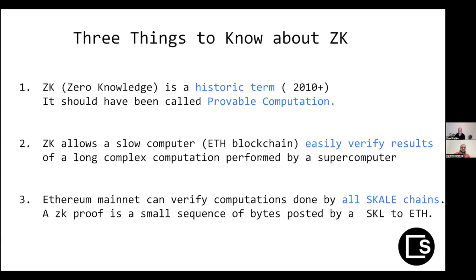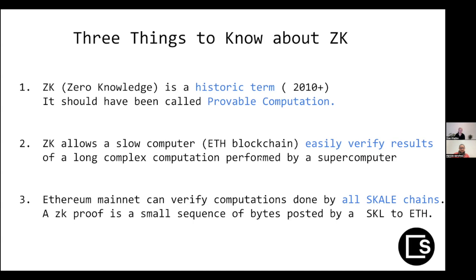But before we go into that, let's talk about 3 things about ZK which are really fundamental and you need to know. The first thing, which is really interesting, is that ZK is a historic term. Maybe that's why people think it's moon math, because it's incomprehensible, right? There has been an explosion of mathematics starting approximately from the year 2010 about something called provable computation, meaning that someone computes something, and someone else checks it. So it doesn't really have much to do with zero knowledge.